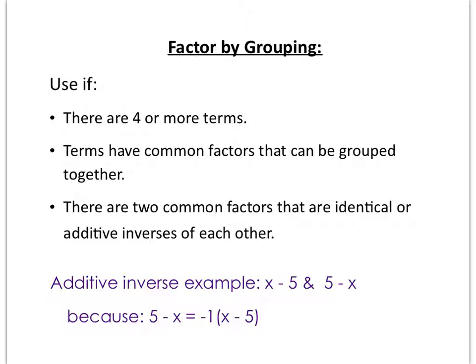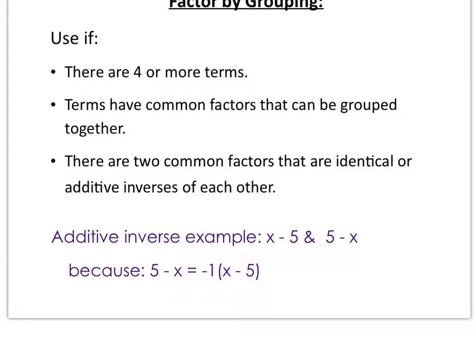And an example of an additive inverse is if we have x minus 5 and 5 minus x. Those are additive inverses because they just differ by a factor of -1. So if I were to multiply one of those two binomials by a -1, that would turn into the other binomial.